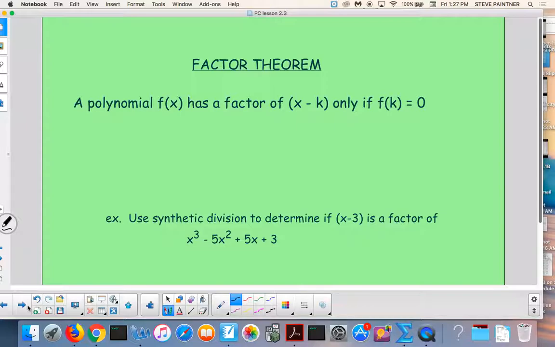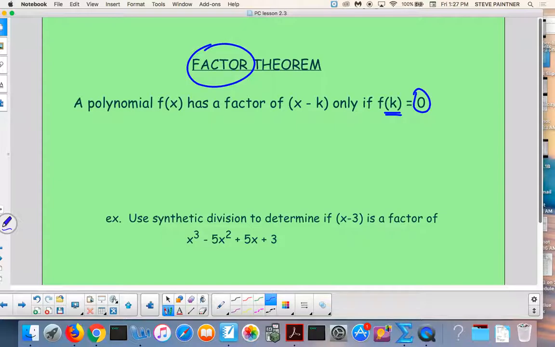Okay. All right, that was the remainder theorem. This is the factor theorem. A polynomial f of x has a factor of x minus k if and only if f of k is equal to what? 0. Okay.